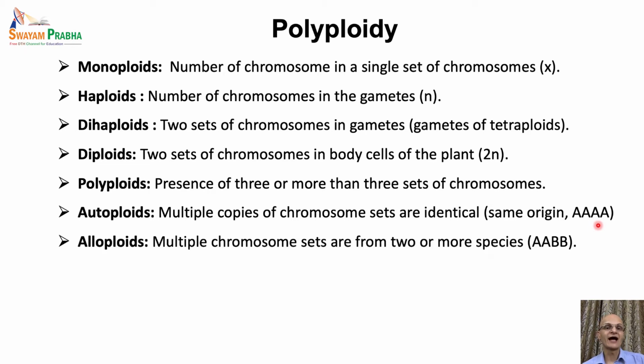Second term is alloploids or allopolyploids. Now it's another form of polyploidy where the chromosomes present in the cells are contributed by more than one species, like AABB. So here letter A and letter B represent the chromosome sets, and different letters are used here to represent that A belongs to one particular species and B belongs to another species. So the chromosome sets here are contributed by two different species, and that's why these are called the allopolyploids.